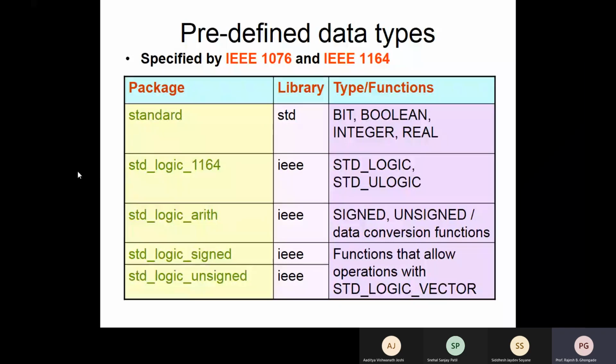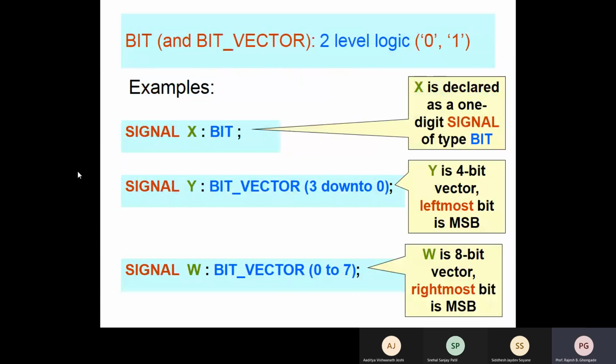So we have IEEE 1164 std_logic. The library is IEEE, and the classes therein are std_logic and std_ulogic. We'll see with an example. So here, if I want to declare bit or bit vector, it doesn't matter what it is at this point, whether it is a single pin or a bus. Right now we don't know.